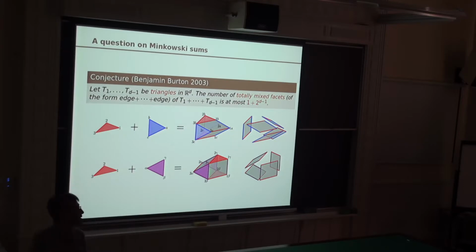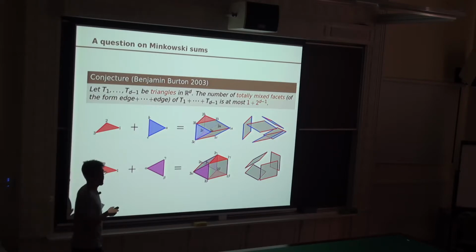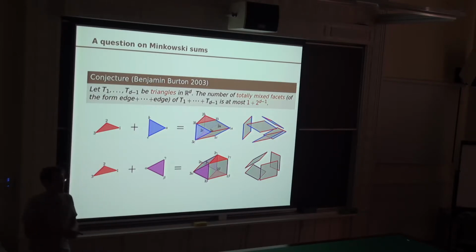So if we translate Ben's problem to Minkowski sums, then it reads as follows. You have triangles in R^d, actually d minus 1 triangles in R^d, and you want to count what we call totally mixed facets, which are simply facets of the form edge plus edge plus edge plus edge. Right? So in the three-dimensional case, we have two triangles in R3. We do the Minkowski sum, and we count how many faces are of the form edge plus edge. And he wants to know what is the maximal number of such faces.